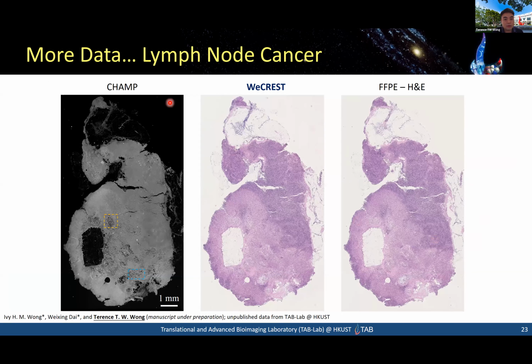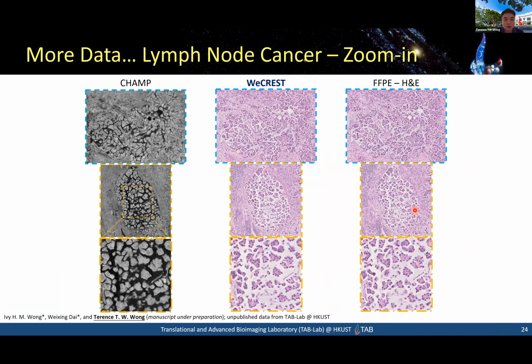We also demonstrated it's not only for lung or for breast, and we also checked whether it's powerful or usable for lymph node cancers. So this is again a CHAM request virtually stained image, and the comparative ground truth FFPE H&E. And the zoom-ins, hopefully again without me saying any words, you are convinced that these two are very, very similar. Basically, it's very hard to tell the differences between the two data sets here.